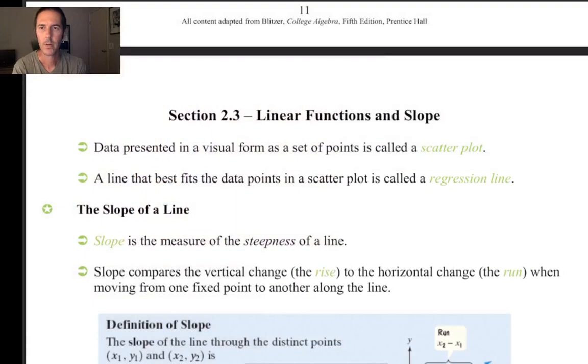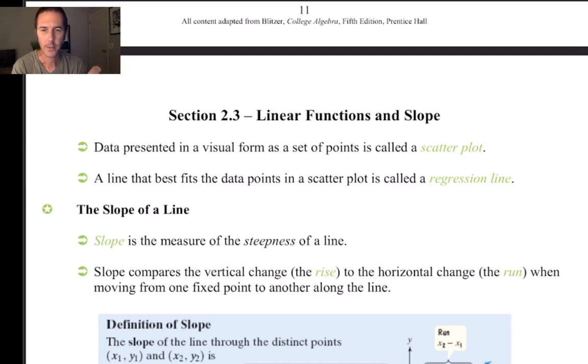And let's get to it. Linear functions and slope. So sometimes, in particular in a statistics class, you'll see data presented on a graph as a series of points, and that's called a scatter plot.